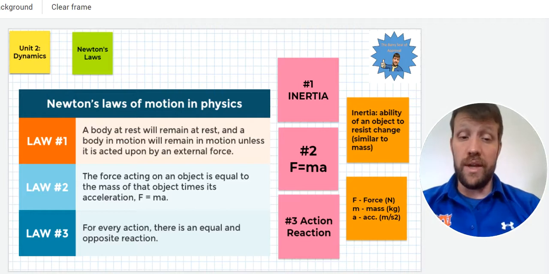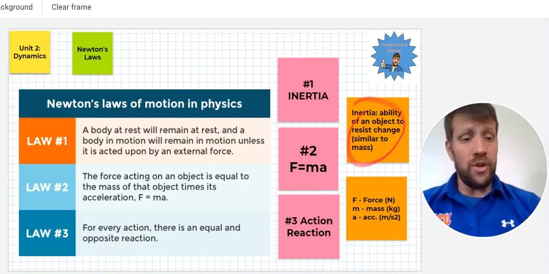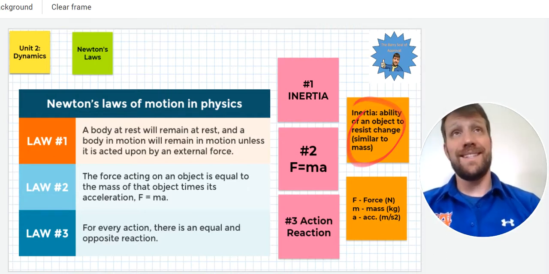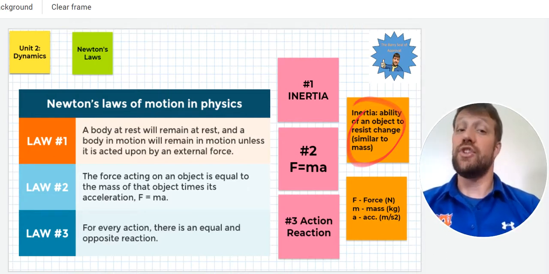In summary, we can say that the first law is the law of inertia, and you'll see over here, inertia is defined as the ability of an object to resist change. For early physics, especially at this point with what you've learned so far, we're essentially going to define that as mass. The more mass something has, the more likely it is to resist change, just because it's bigger. The less mass, the less likely it is, implying that it's easier to move.